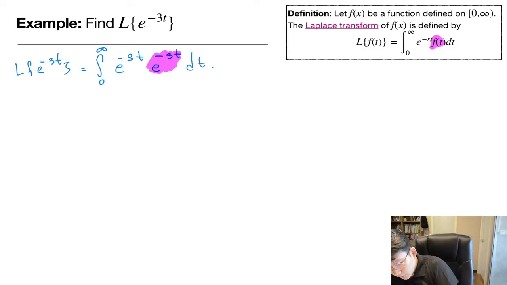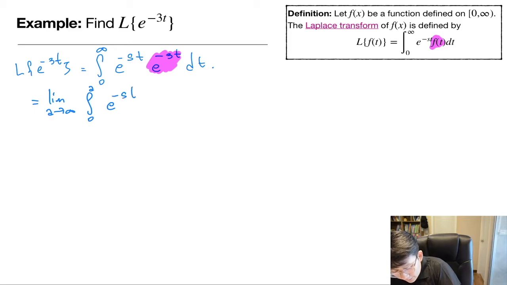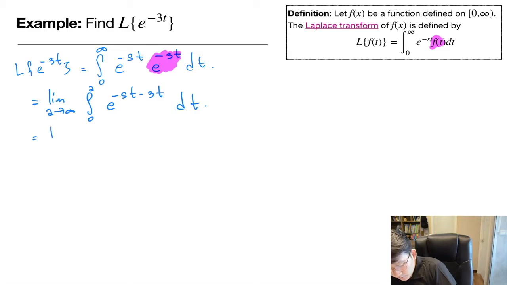Yeah, so here we have the limit as a approaches infinity, integrate 0 to a, e to the minus (s minus 3) t dt. Okay, let's do it even slower. So we get e to the minus st plus 3t dt. Make sense? And after that it becomes e to the minus (s plus 3)t dt.